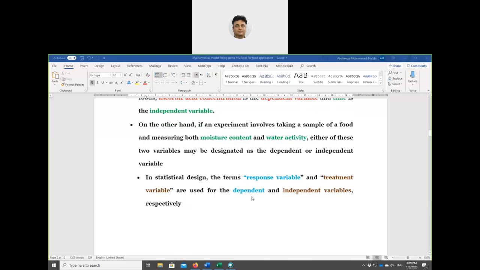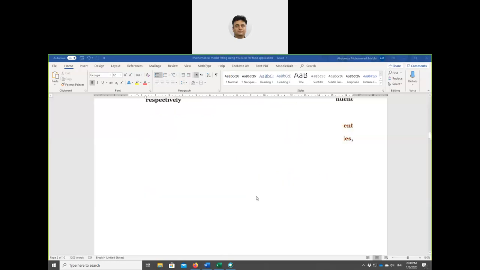In a statistical design, the terms we use are response variable and treatment variable. The treatment variable is the independent variable, and the response variable or variables are the dependent variable. So if you read somewhere that there is a response variable, it means dependent; a treatment variable means independent variable.